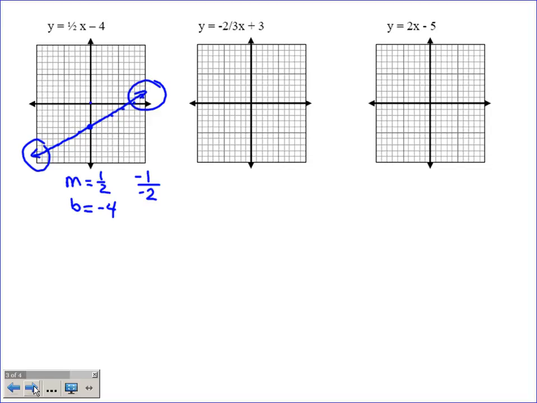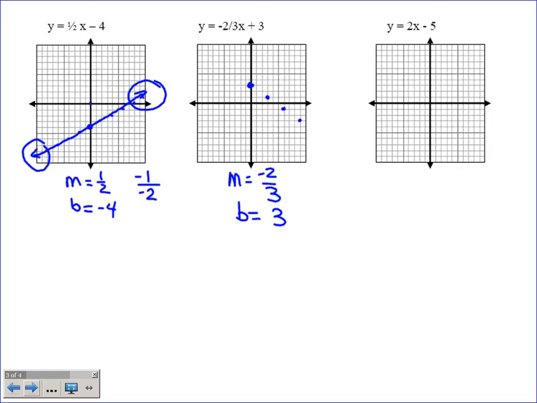Number 2. What's the slope? Negative 2/3. What's the y-intercept? Positive 3. So what do we do with the 3? We go up 3, so it's going to be right about there. Slope is negative, so I'm going to expect to be going down. So I go down 2 and then right 3. Down 2, right 3. This isn't that hard, is it? This is pretty easy, isn't it? I feel like we've done this before.